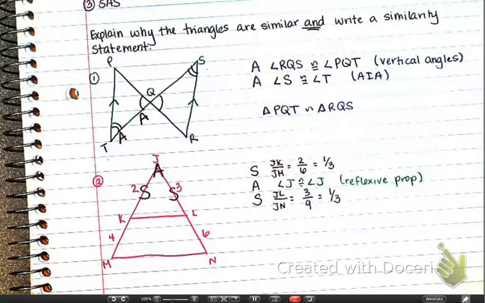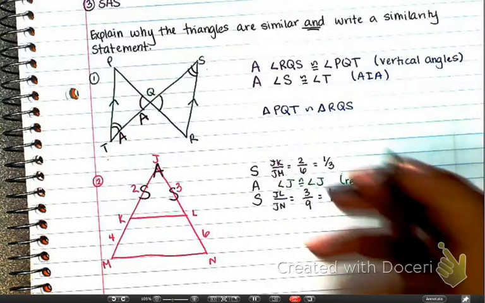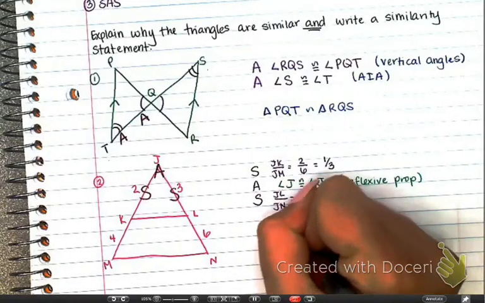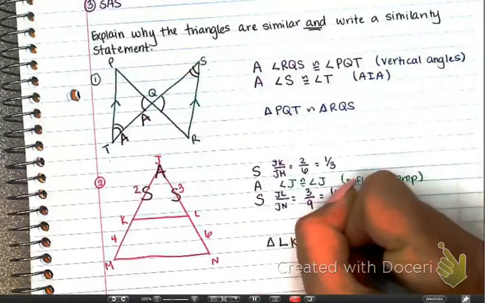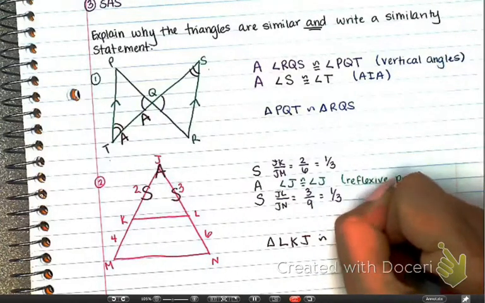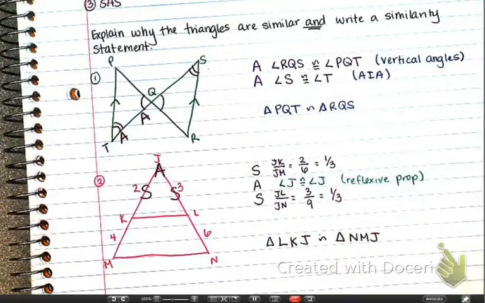Okay, we need to write a similarity statement, so I'm going to give you one. Triangle LKJ is similar to triangle... what? Good, triangle MNJ. Triangle LKJ is similar to triangle MNJ.